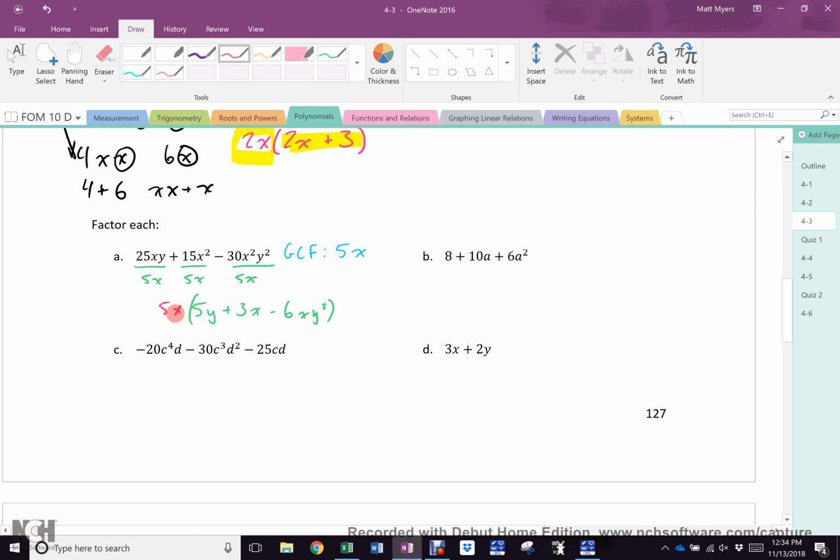Out front. Can't you factor within the bracket right now? How? Anusha has asked if I can factor inside the brackets right now. Can I? Is there a number that works with 5, 3, and 6? No. Is there a number that works with xy, x, and y squared? No.